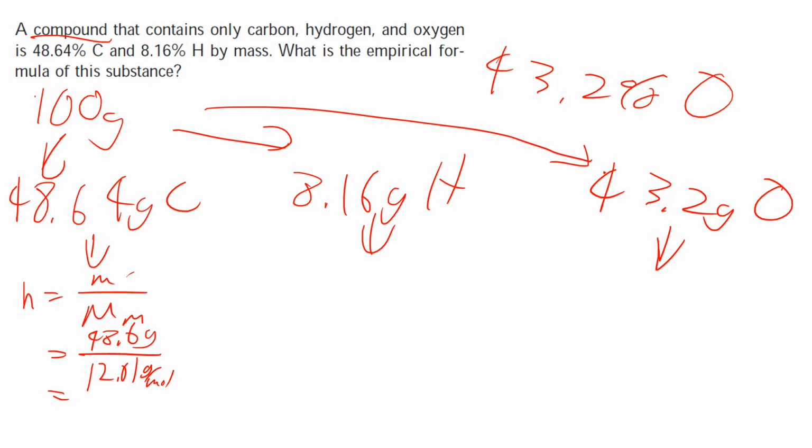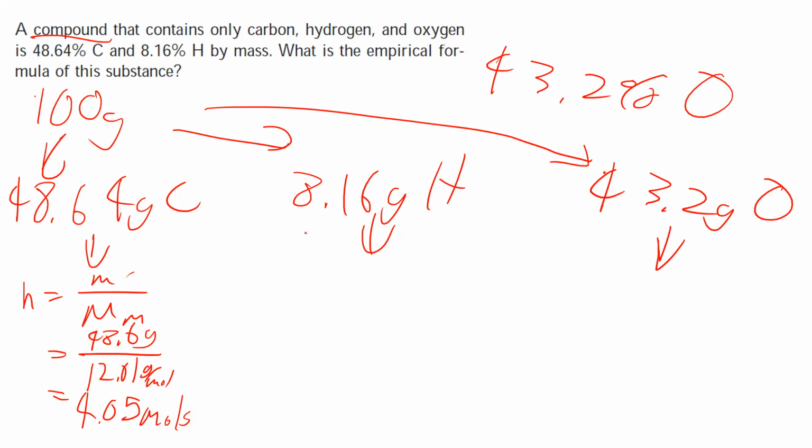48.6 over 12.01. We get 4.046. So 4.05 moles. All this is saying is that if you had 100 grams of a substance, you would have 4.05 moles of carbon in that compound, in 100 grams of that compound.